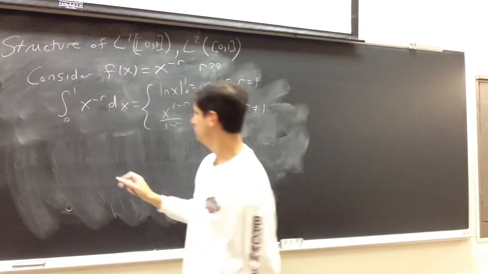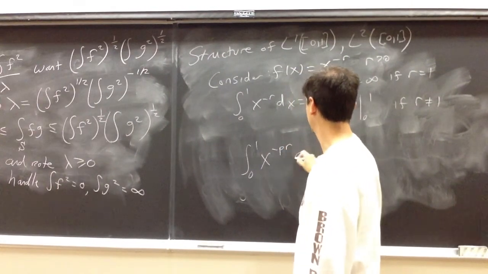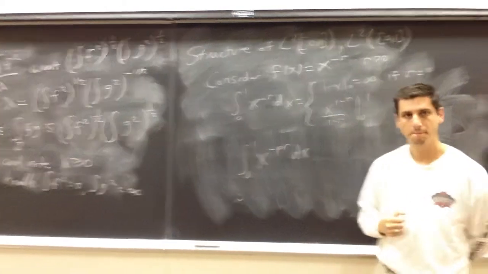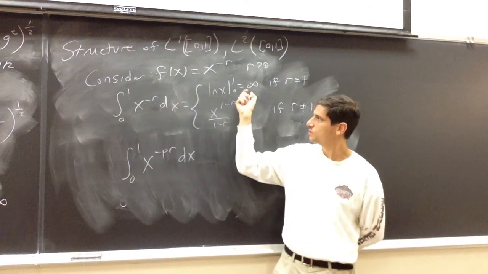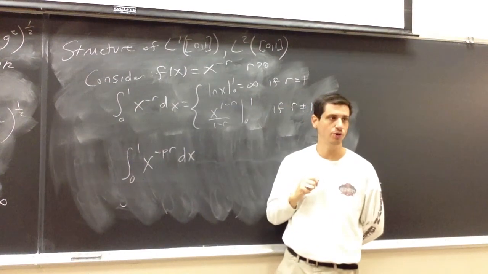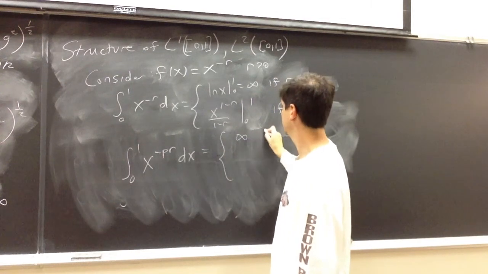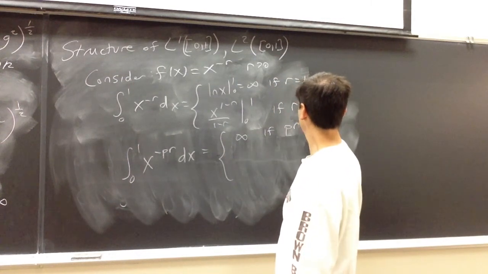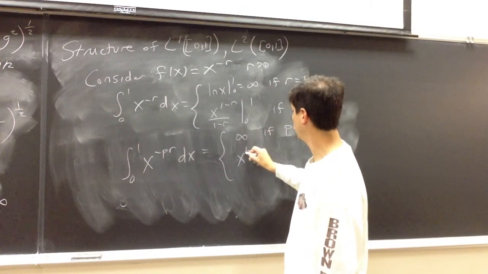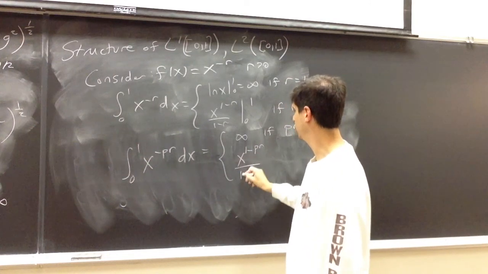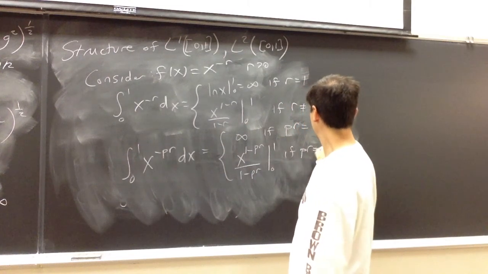But more generally, we could integrate from 0 to 1 of x to the negative pr dx. And then the question would become, is pr equal to 1 or not? And so now we would get infinity if pr equals 1. And otherwise, it'll be x to the 1 minus pr over 1 minus pr, evaluated at 0 and 1, if pr does not equal 1.